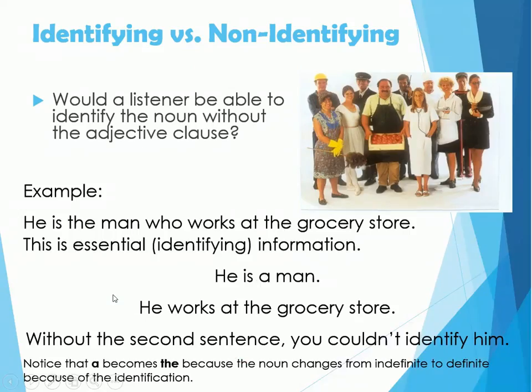Would the listener be able to identify the noun without the adjective clause? Let's see. He is the man who works at the grocery store. This is essential identifying information. Let's break this adjective clause into 2 clauses. He is the man, okay? He works at the grocery store. Now, only with this sentence here, I could not identify the man, okay? I could not identify him. But if I combine these 2, I can say he is the man who, using a relative pronoun, works at the grocery store. As you can see, no punctuation either.